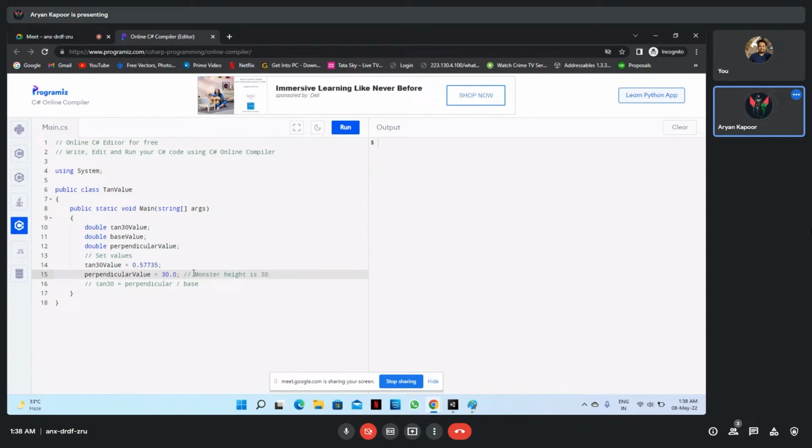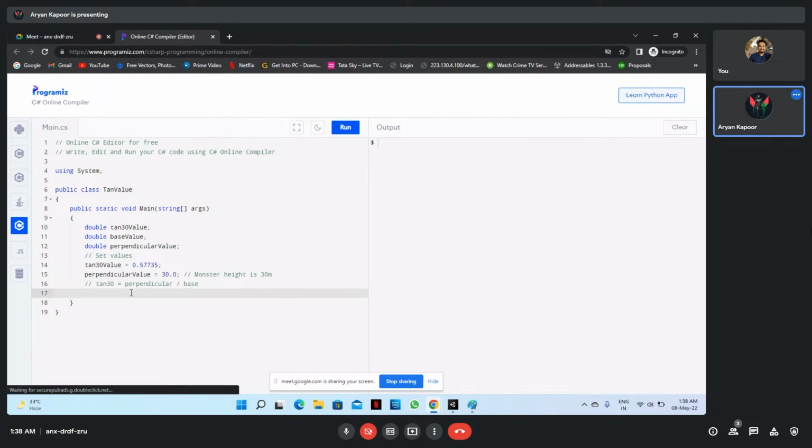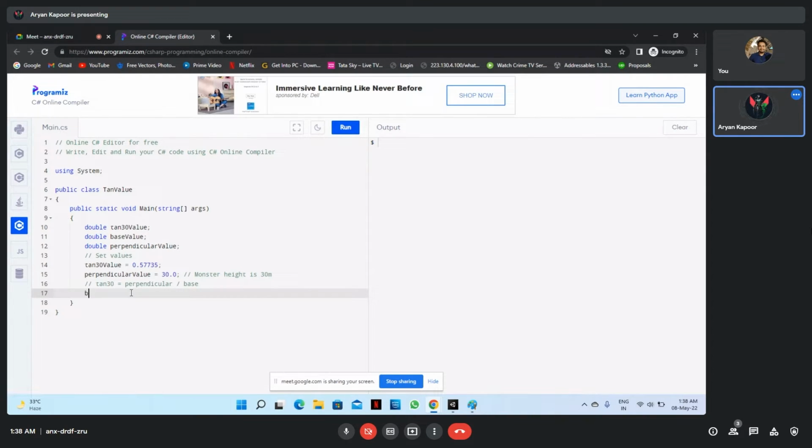Okay, that's fine. 30 meter. Just mention meter also, it's a good practice. Okay, so to find these values, this should apply.